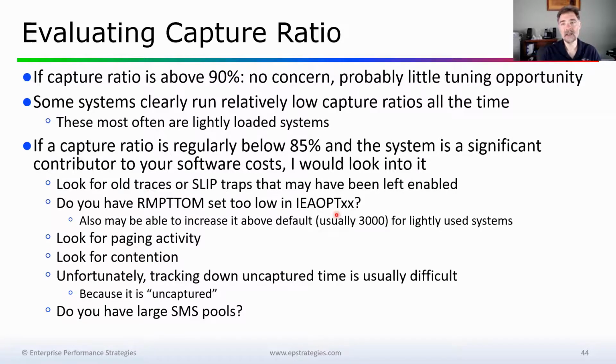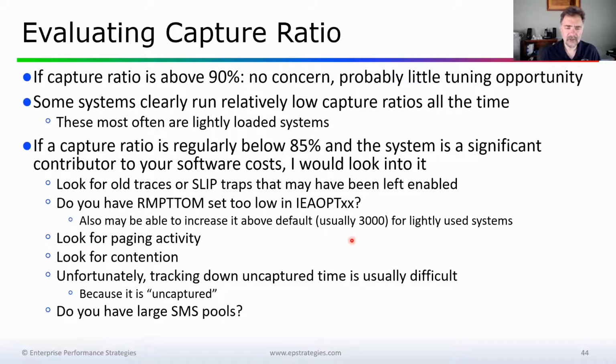In IEAOPT, there's a parameter called RMPTTOM. I call it rumpty-tum. This parameter basically influences how SRM manages a system, how often it goes through its housekeeping. We still run into customers that have this set at 1,000, and the default today should be at least 3,000. You can actually set it higher and gain back some responsiveness and potentially improve your capture ratio by setting it even higher than 3,000.